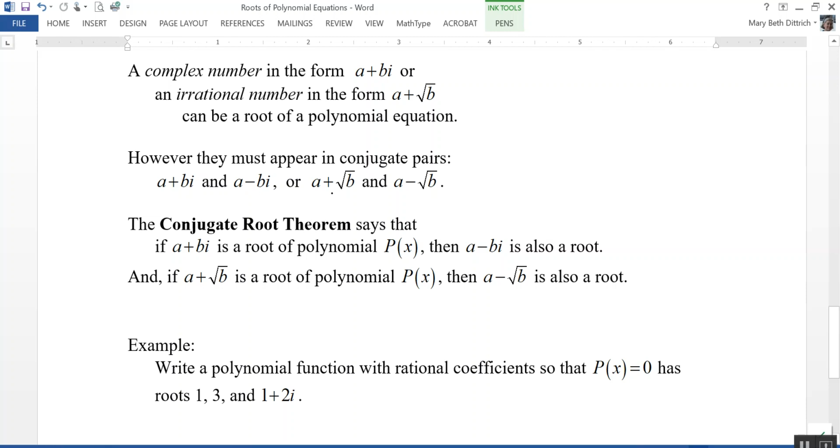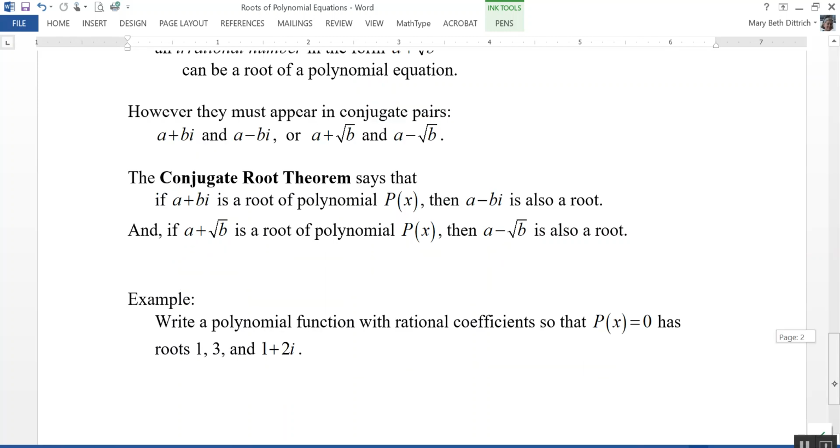Or if there's an a plus the square root of b, you must also have an a minus the square root of b. The conjugate root theorem says that if a plus bi is a root of the polynomial p of x, then a minus bi is also a root. And if a plus the square root of b is a root of the polynomial p of x, then a minus the square root of b is also going to be a root. So let's take a look at our last example here.